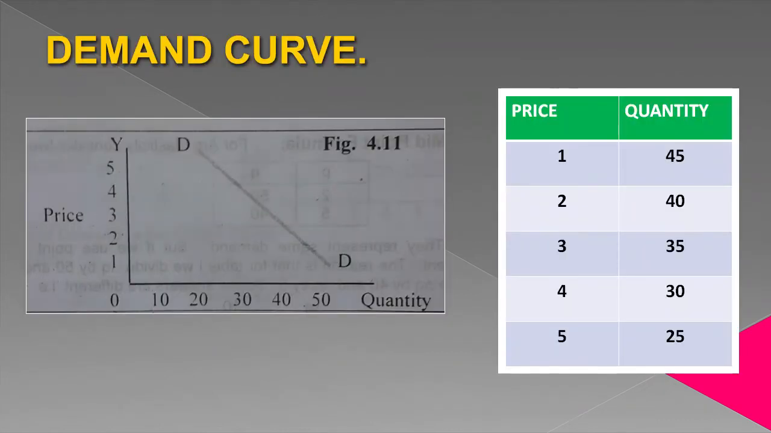If a demand schedule is given to us, we can easily draw a demand curve. You can see in the slide, on your right hand side the demand schedule is given, and on your left hand side the demand curve is given. Prices are plotted on the y-axis, quantity on the x-axis. Here you can see prices 1, 2, 3, 4, 5 plotted on the y-axis, and quantities 45, 40, 35, 30, 25 plotted on the x-axis.